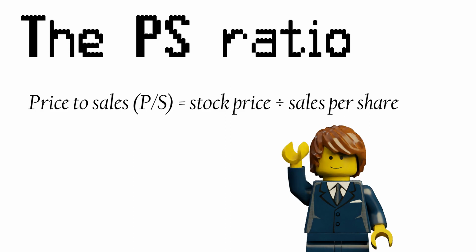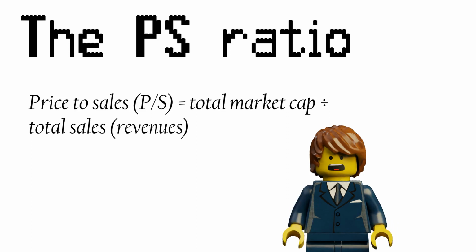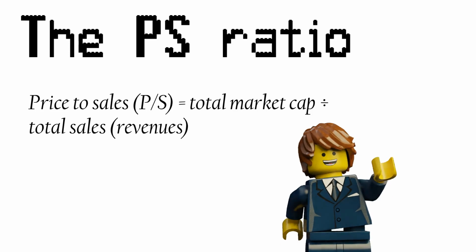When calculating price to sales ratios, it can be easier to look at the total sales rather than per share amount. Sales are reported as a total figure, so you can look at total sales or revenues instead of the per share price and the market capitalization, or market cap for short. Market cap is simply the number of shares times the stock price. Divide total market cap by total sales, and you have the price to sales ratio.